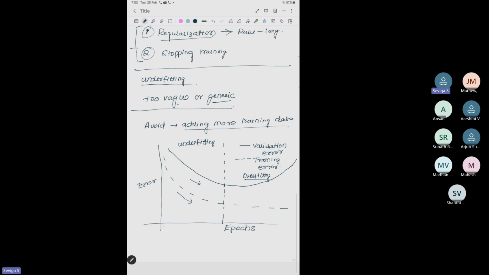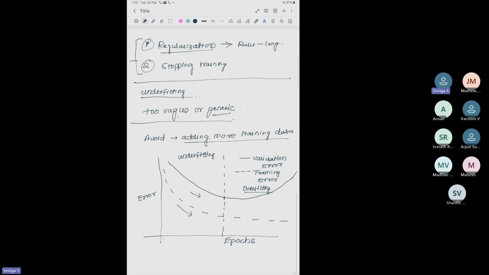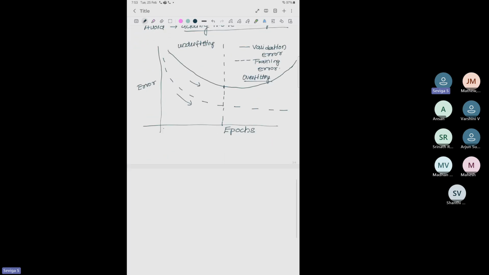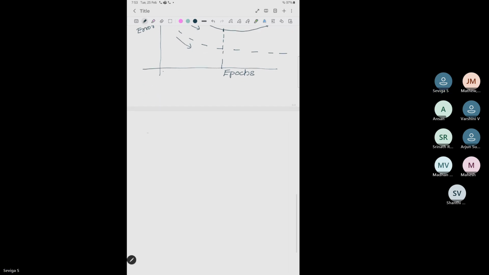Is it clear? This will happen in any case. Whenever our validation error, after decreasing, starts increasing while our training error is getting low, that is when we understand our model has gone into overfitting. This is a common process which we need to understand. Let's take one example.